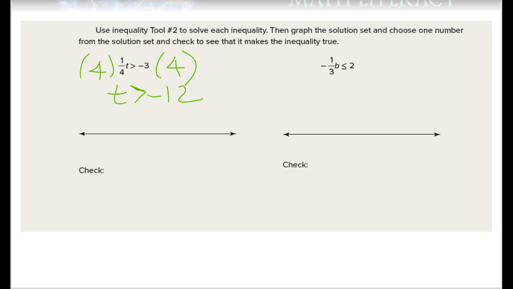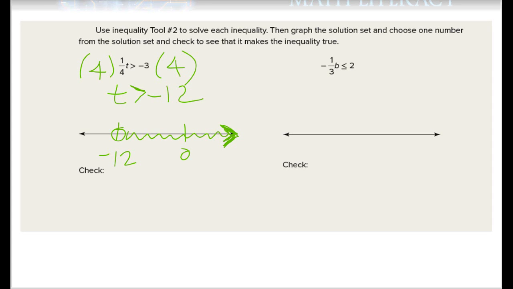So if I graph that, 0, -12, t has to be greater than -12. So I go fat on the right to show that the numbers to the right of -12 work. And I leave the circle open because -12 is the dividing line. -12 will not work. -11.999 will work. But I don't want to try that.